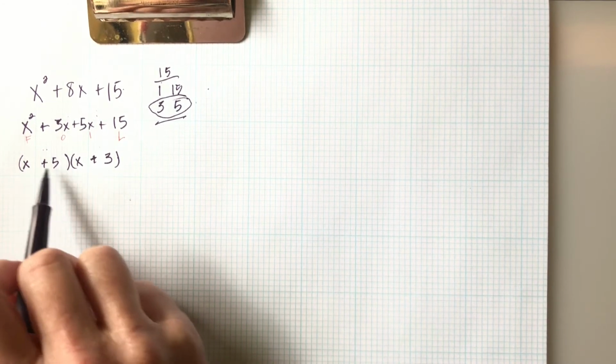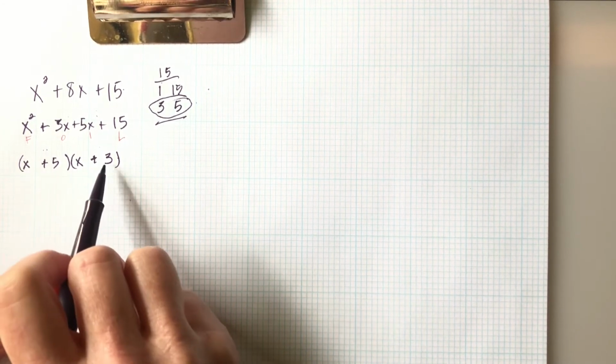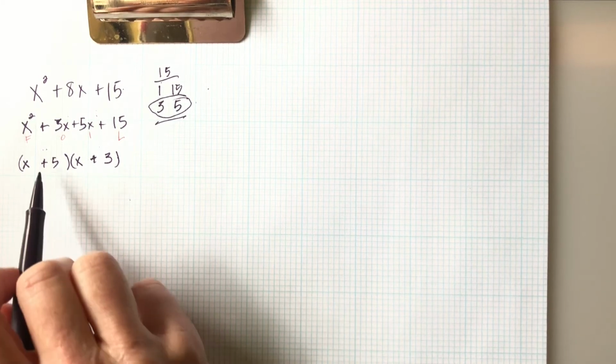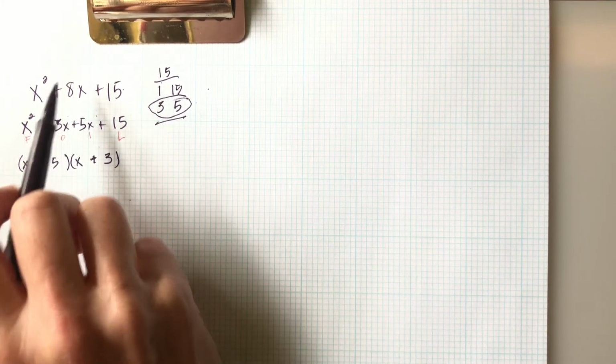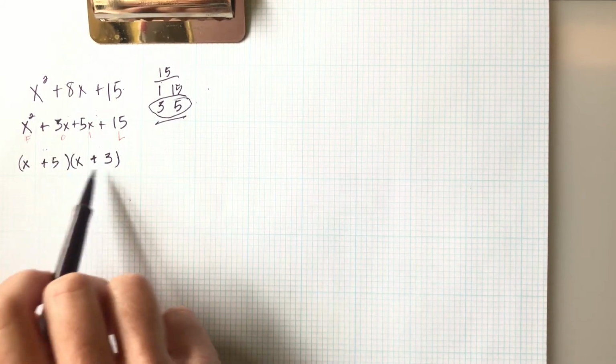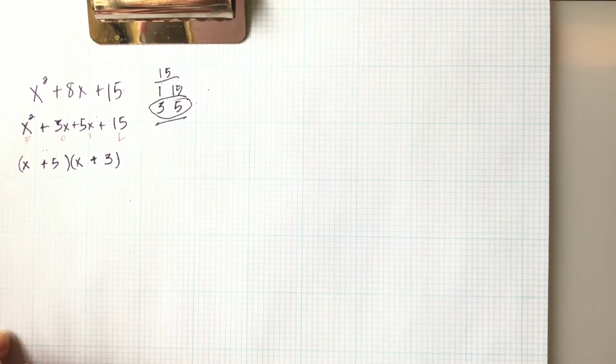And you can confirm to yourself by foiling this back out, multiplying it, you'd get this. Combining those like terms in the middle would give you the 8x. So convince yourself by just multiplying that back out.